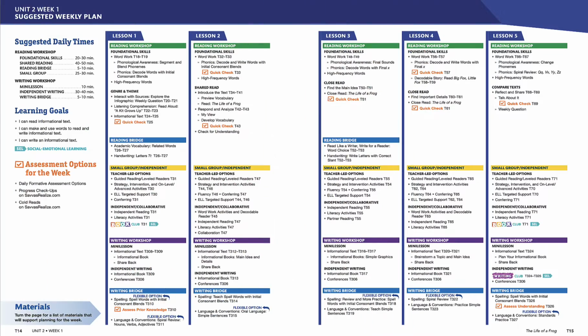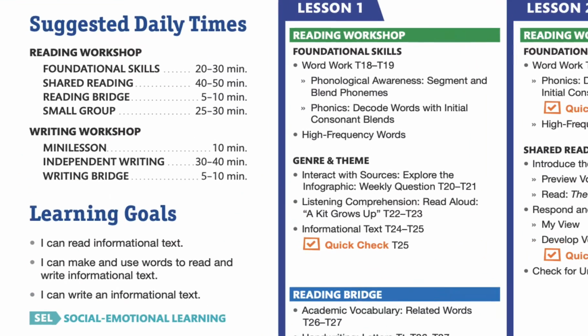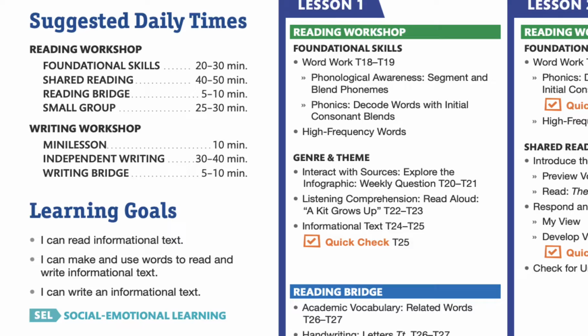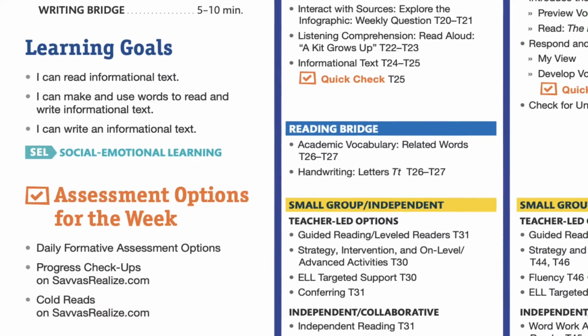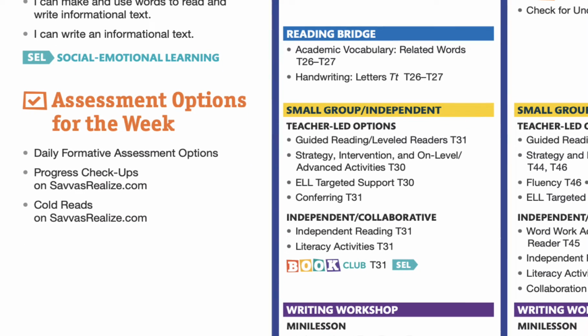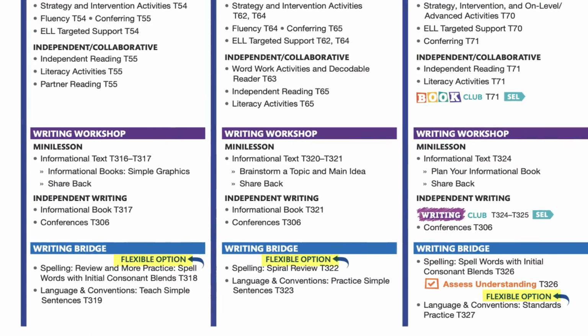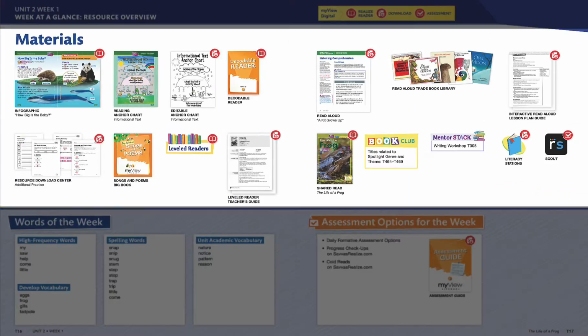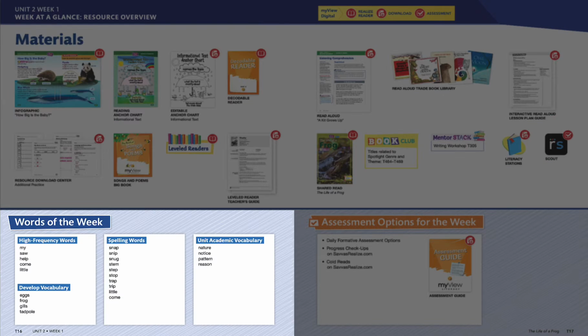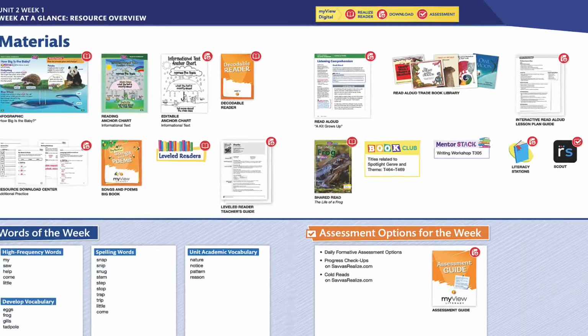The suggested weekly plan is a great place to start for your week at a glance. Suggested daily times are provided to help you plan. Learning goals help foster student agency. Assessment options allow you to begin with the end in mind, and flexible options can save you time. The Resource Overview page lists materials needed for the week, words of the week, and assessment options. Notice the digital icons.